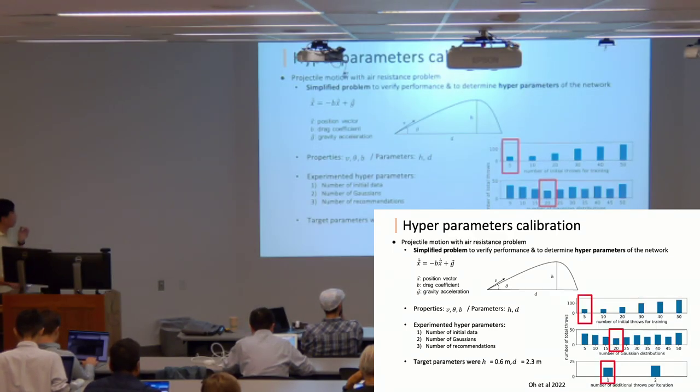The hyperparameters that we are testing are the number of initial data, the number of Gaussians used in the machine, and the number of recommendations, the number of additional runs the machine needs. Based on our tests, we limit the number of initial throws for training. Of course, if you were to give 1,000 throws to the machine, maybe the machine can perform very well, but in terms of simulation, that's not available. So we are limiting the number of initial data the machine needs. We found that 5 minimizes the number of total throws, as well as the number of Gaussians and the number of additional throws per iteration. This is analogous to the number of additional simulations that we need per iteration. It's only limited to 1 and 2 because simulations are expensive.